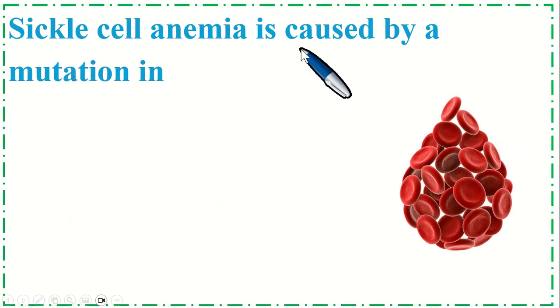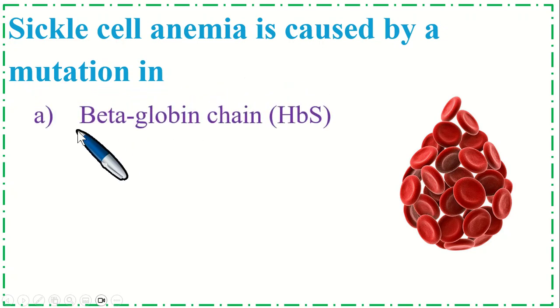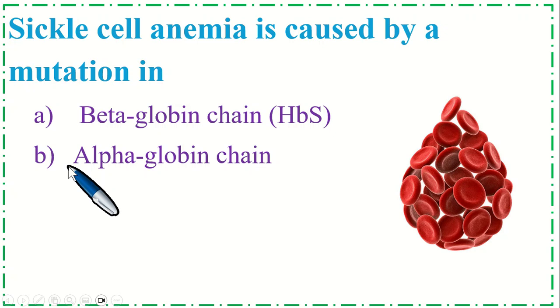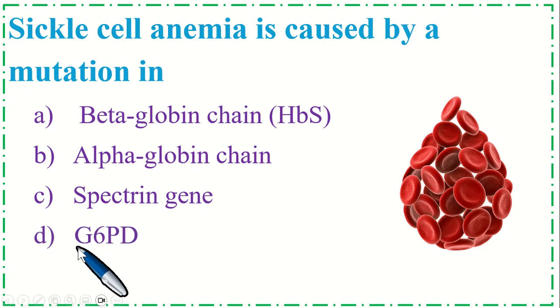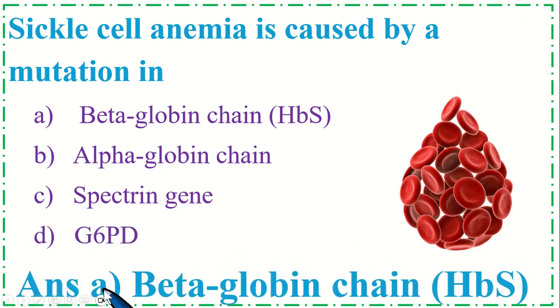Sickle cell anemia is caused by a mutation in option A beta globin chain, HbS, B alpha globin chain, C spectrin gene, and option D G6PD. So the correct option is A beta globin chain.